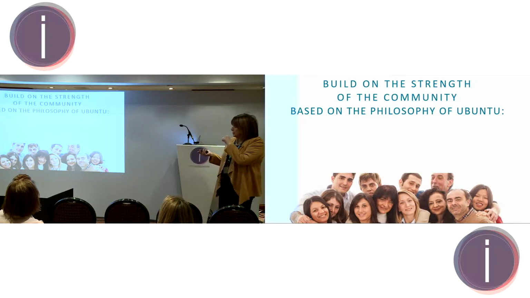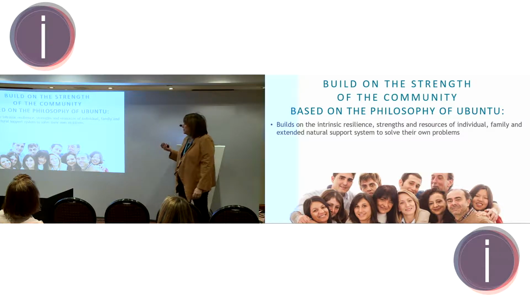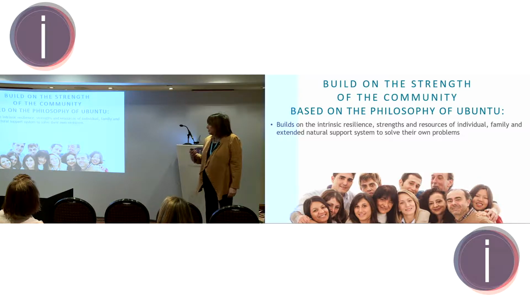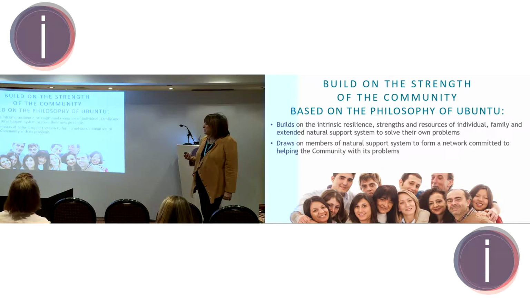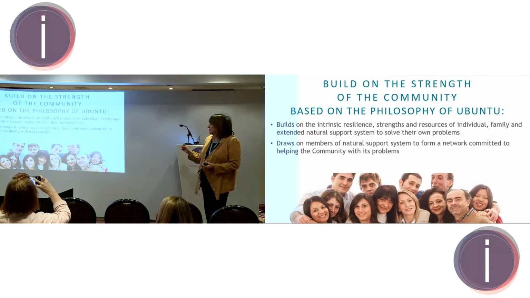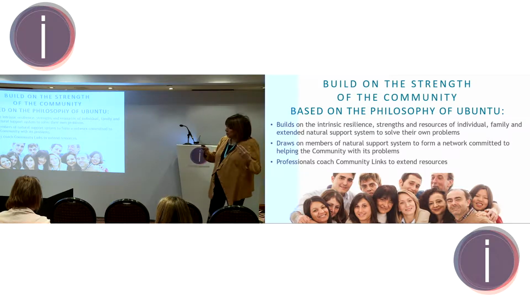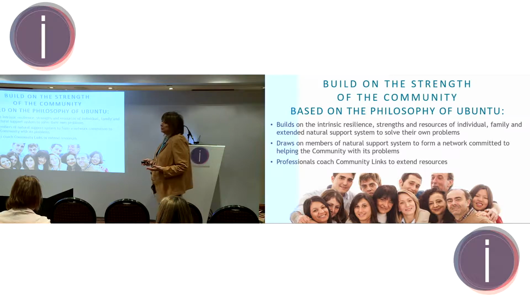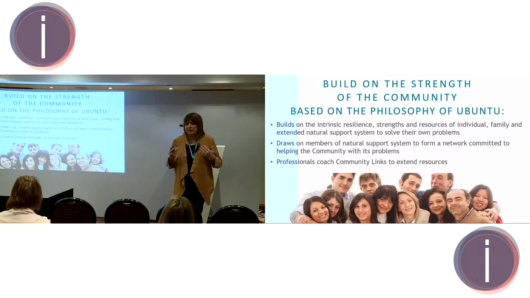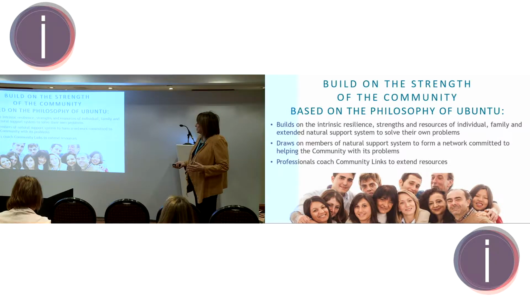Again, building on the strength of community, and in the last session we talked about the philosophy of Ubuntu. It builds on the intrinsic resilience, strengths, and resources of everyone, the extended network, in order to solve problems. It draws on members of the natural support system to form a network committed to helping the community. And professionals coach links to extend resources. So once a link is identified in a community as being a natural resource or leader in that community, they're a natural change agent. They're coached to be able to do that work and what that involves.